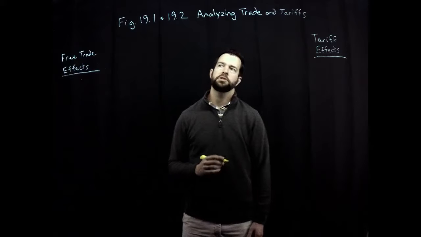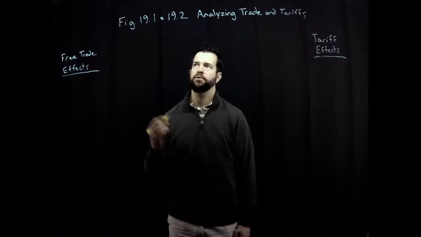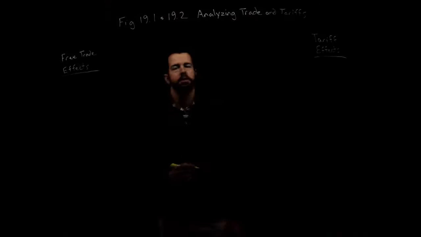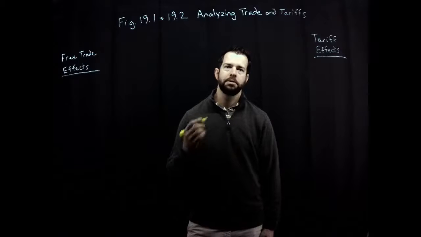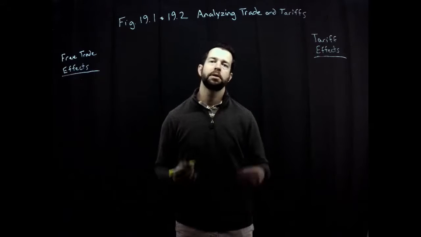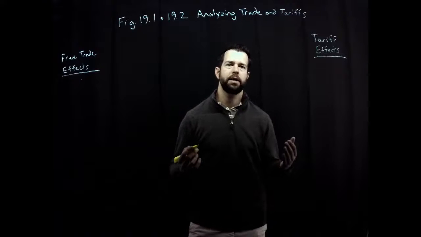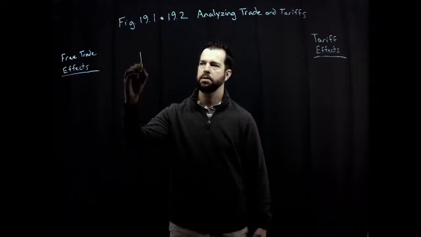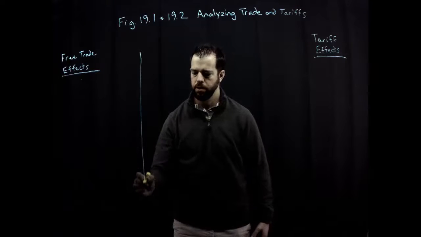I'll be introducing to you the two main figures, figure 19.1 and 19.2, analyzing trade and tariffs, and what we're going to use to analyze it with. Good old-fashioned supply and demand. Okay, so the first thing we're going to do is talk about a world without trade. So let's just set up a normal demand and supply curve here.